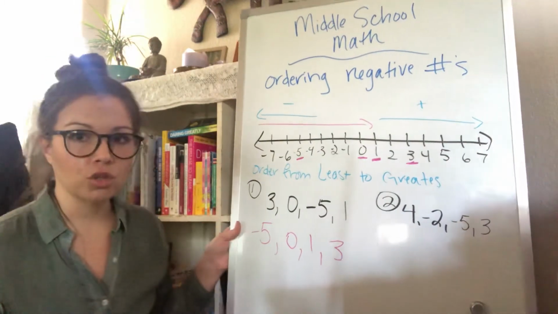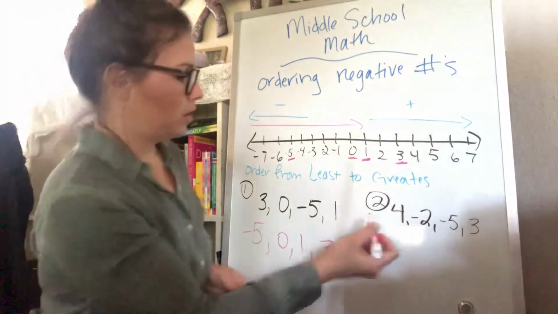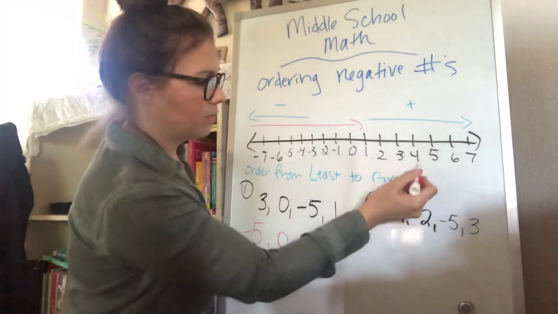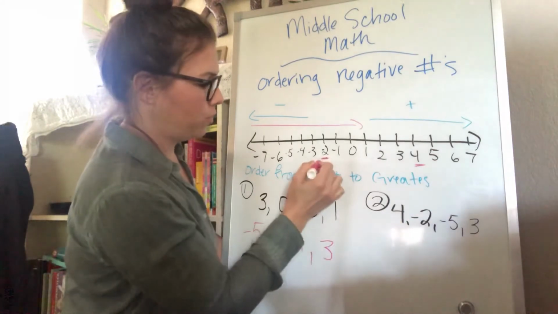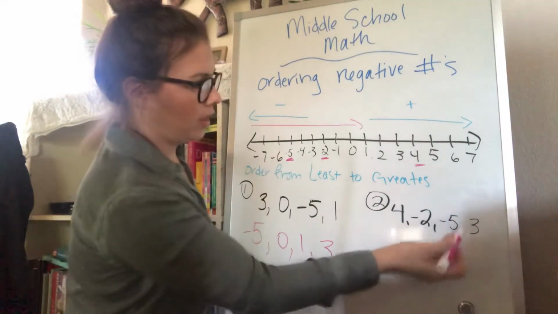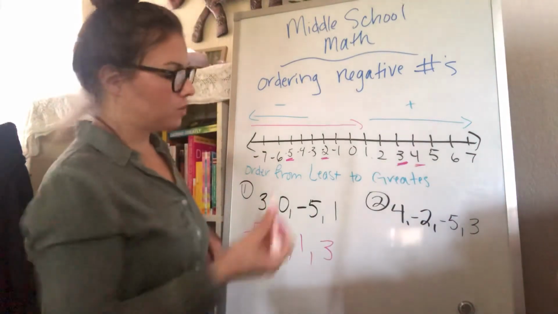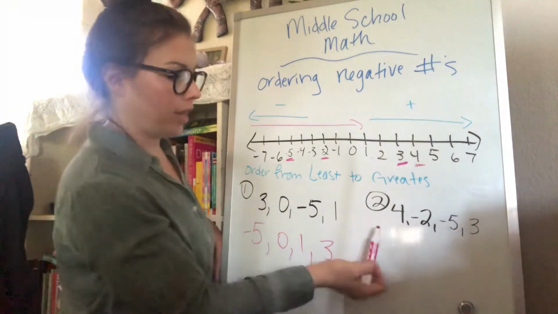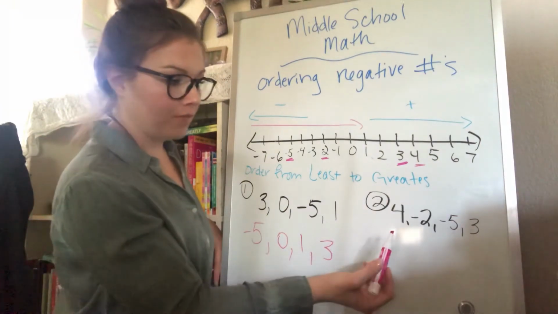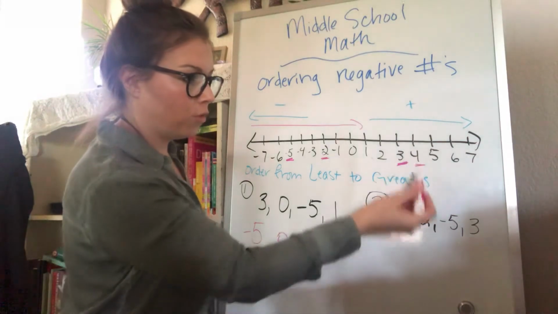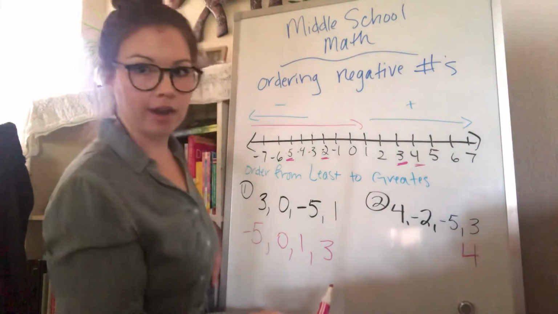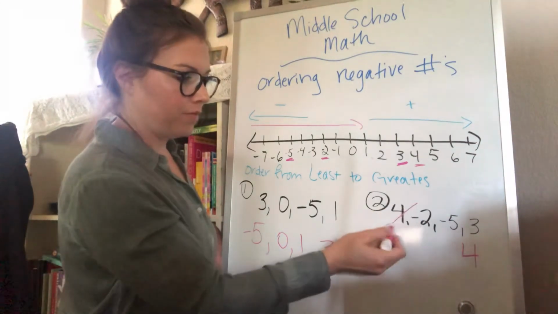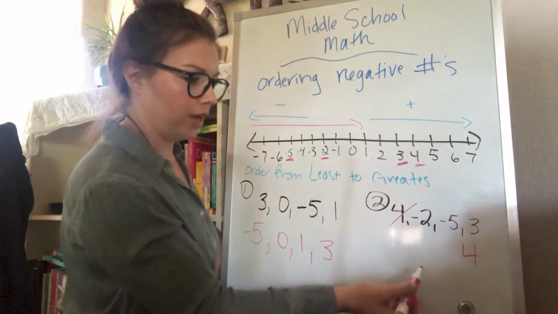So let's look at number 2. We're putting in order the numbers 4, negative 2, negative 5, and 3. Okay, so again, on the number line, they're put in order for you. But if you're just looking at it this way, let's think about money again. If I have $4, that's the most, right? And we're going least to greatest, remember? Which one's the least amount of money? Negative 2, negative 5, or 3?